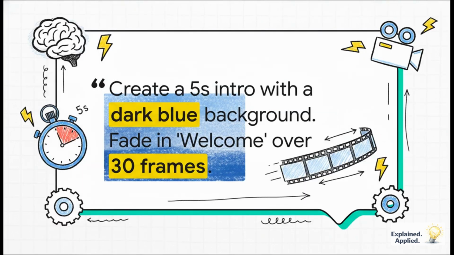So, take a look at this. A prompt like, "Create a 5-second intro. Use a dark blue background, fade in the text 'Welcome' over the first 30 frames." See how specific that is? We've got the length, the color, the text, even the exact timing for the fade. This is the kind of detail that lets Claude nail it on the first try. The more specific you are, the closer it's going to get to what you're imagining.